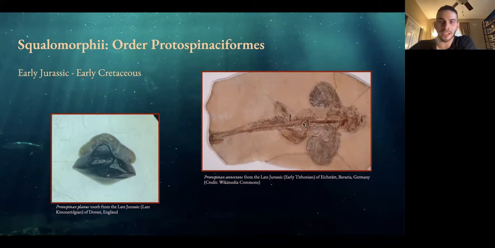This is an articulated skeleton of Protospinax annectens from the late Jurassic of Germany. These were flat, more benthic-like sharks. And we also have a tooth of this, Protospinax planus, from the late Jurassic of England. These teeth look convergently like batoids. However, this is, again, just convergence, and these are actually true sharks.